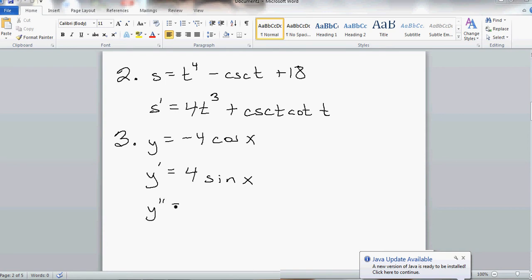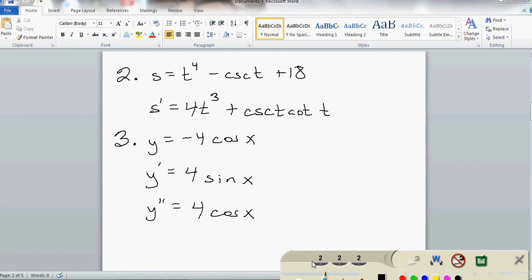Y double prime says take the derivative of this. Well, derivative of sine x is cosine x multiplied by the 4 that was already there, and we get 4 cosine of x. The second derivative of negative 4 cosine x is 4 cosine x.